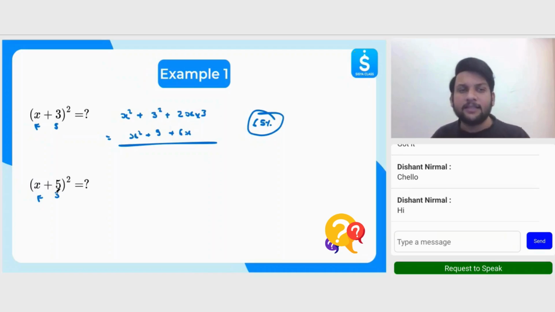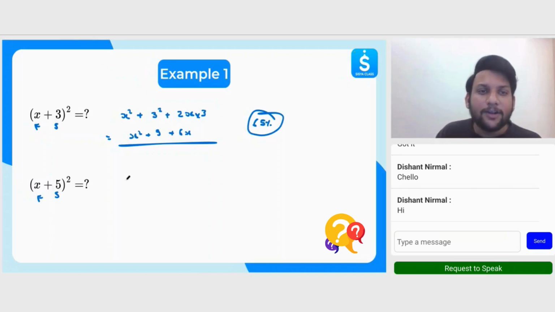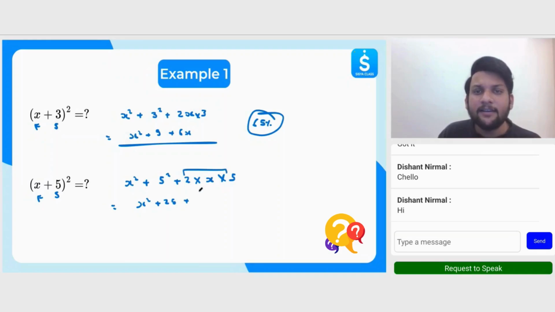x. What is the second term? 5. Again, the same thing. I will do the first term square, that is x square, plus the second term square, that is 5 square, plus 2 times the product of the first term, that is x, and the second term, that is 5. So there we have it. x square plus 5 square is what? 25. Plus 2 times 5 is what? 10x.